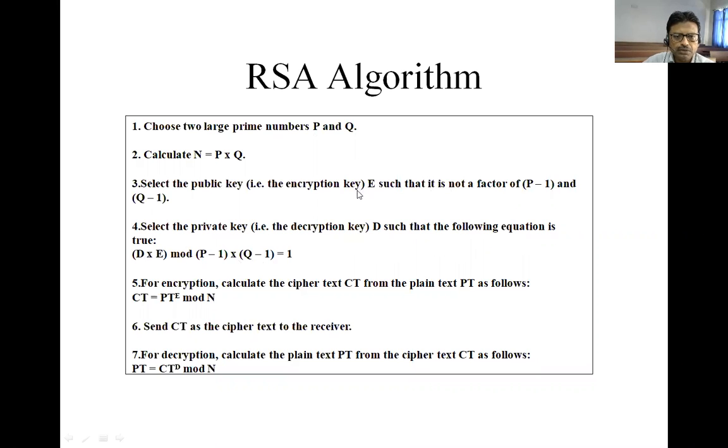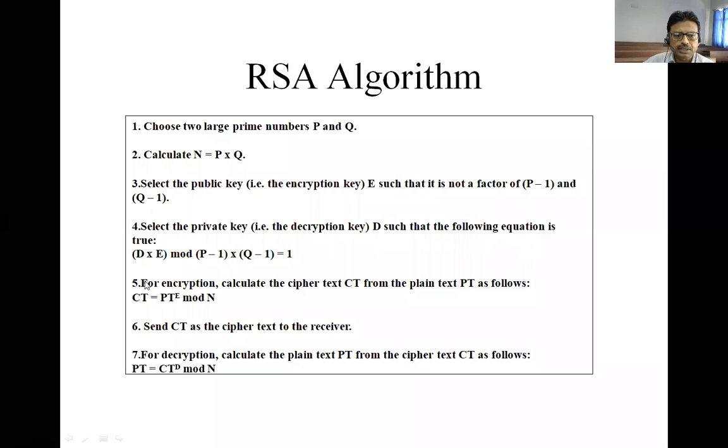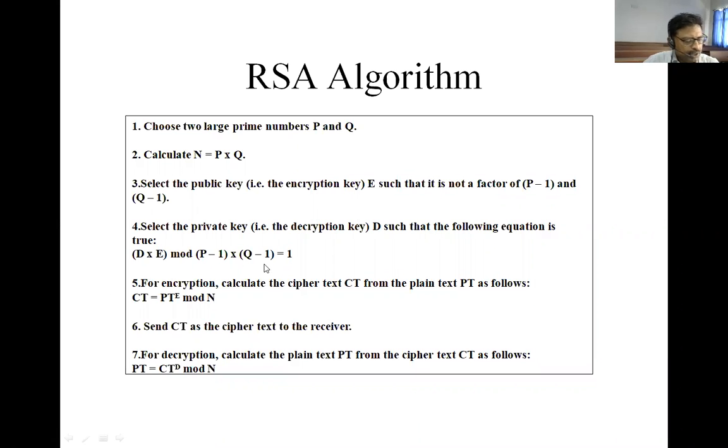So it is the duty of the user to select the public key as well as the private key depending upon these conditions: the public key should be such that it is not a factor of (P minus 1) into (Q minus 1), and the private key D should be such that D into E mod (P minus 1) into (Q minus 1) is equal to 1.